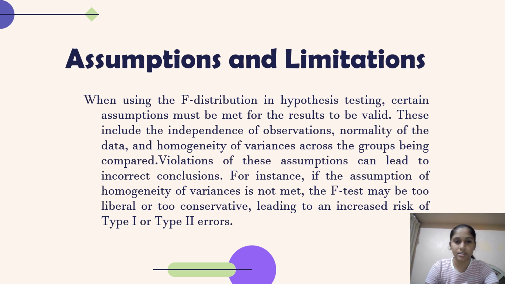Assumptions and limitations. When using the F distribution in hypothesis testing, certain assumptions must be met for the result to be valid. These include independence of observation, normality of data, and homogeneity of variance across the groups being compared. Violations of these assumptions can lead to incorrect conclusions. For instance, if the assumption of homogeneity of variance is not met, the F-test may be too liberal or too conservative, leading to an increased risk of type 1 and type 2 errors.